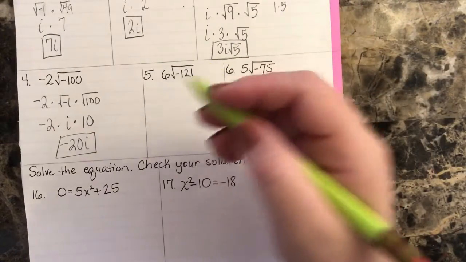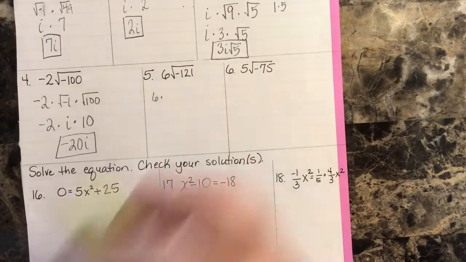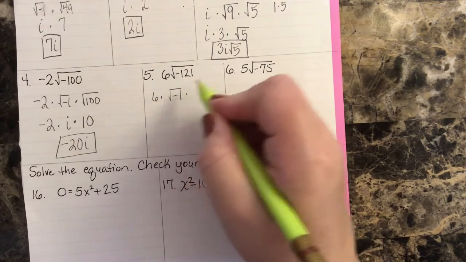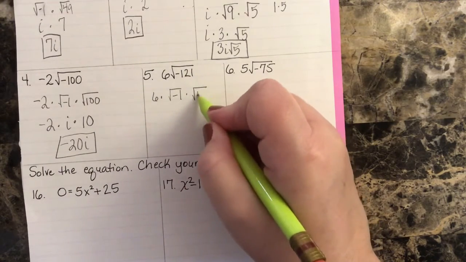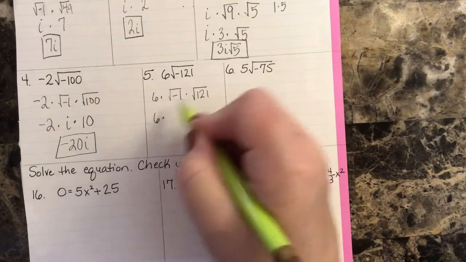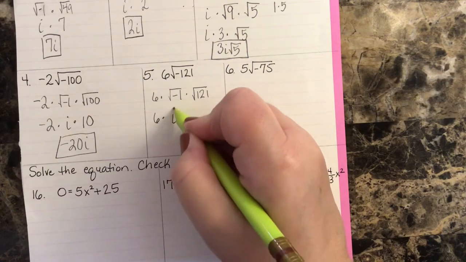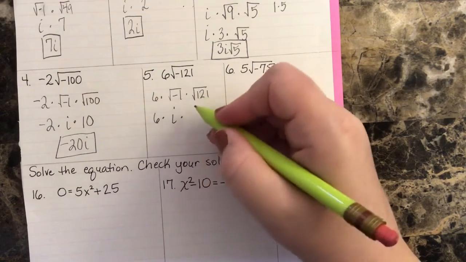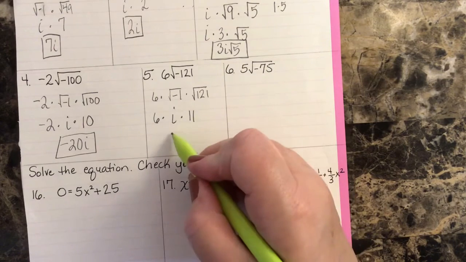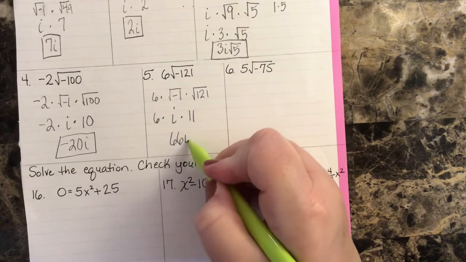For number 5, bring down my 6. Bring down my square root of -1. Bring down my square root of 121. Bring down 6. The square root of -1 is i. The square root of 121 is 11. 6 times i times 11 is 66i.